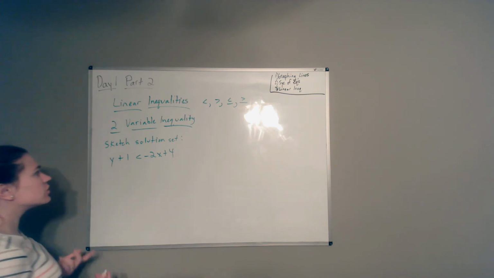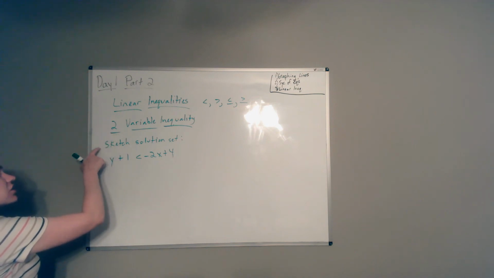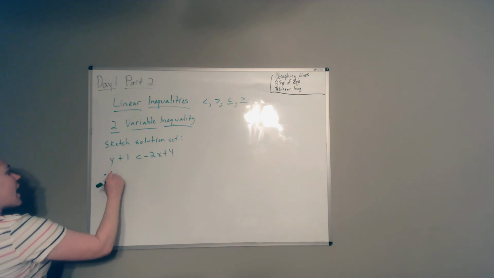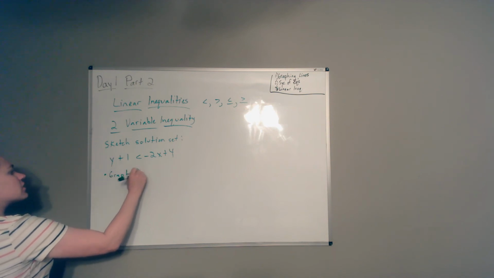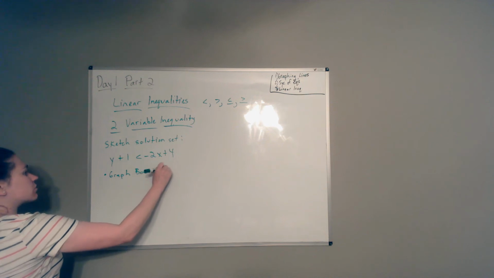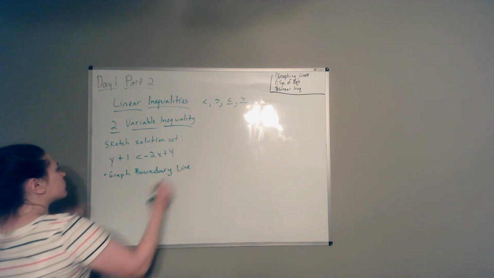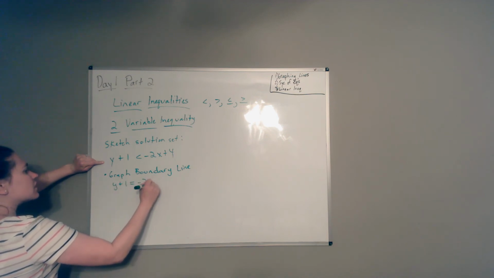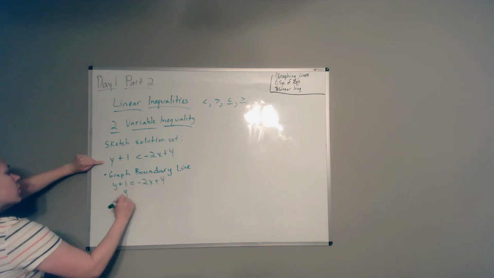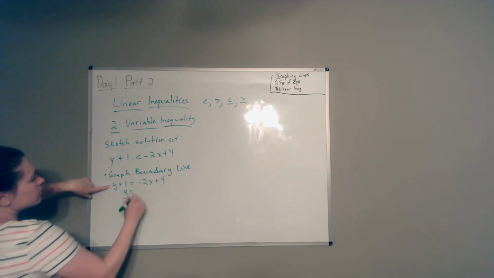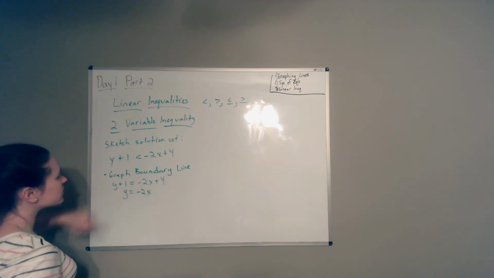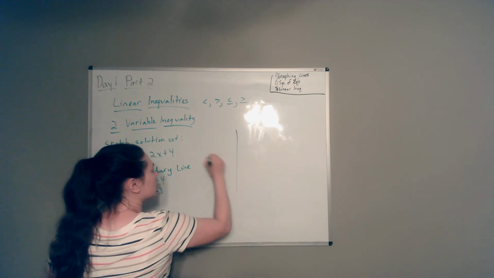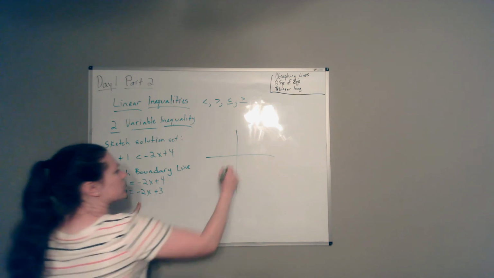So the first thing you have to do when you are sketching the solution to a two variable inequality, your first step is graph the boundary line. The boundary line is going to be when the left equals the right. So to graph the boundary line, you forget that this is an inequality, and what you want to graph is y plus 1 equals negative 2x plus 4. So we're going to write this in slope-intercept form to make this quick. y equals negative 2x plus 3 to graph it. Okay, so we need to sketch the line y equals negative 2x plus 3.